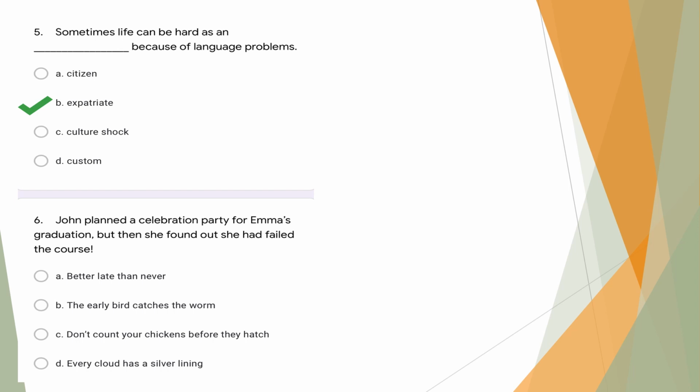Number 6. John planned a celebration party for Emma's graduation, but then she found out she had failed the course. Okay, so this is the proverbs. Don't celebrate success before you have it. Which idiom has that meaning? C. Don't count your chickens before they hatch. John was celebrating Emma's success before she had it.